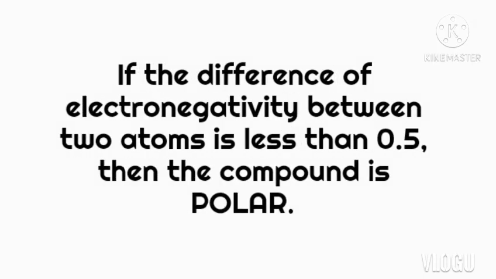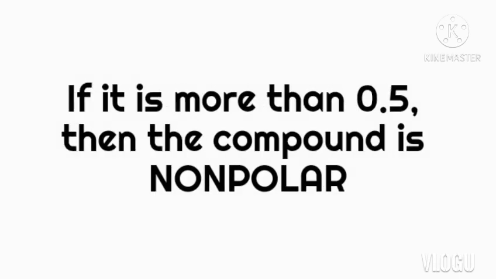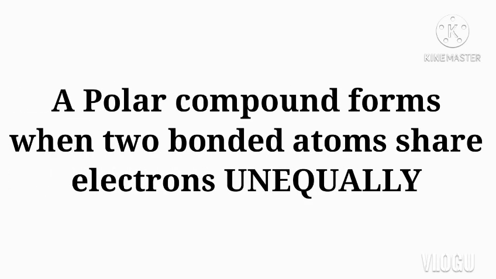If the difference of electronegativity between two atoms is less than 0.5, then the compound is a polar one. And if it is more than 0.5, then the compound is said to be a nonpolar. A polar compound forms when two bonded atoms share the electrons unequally.